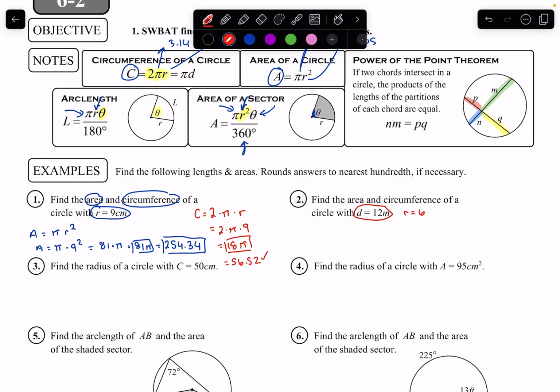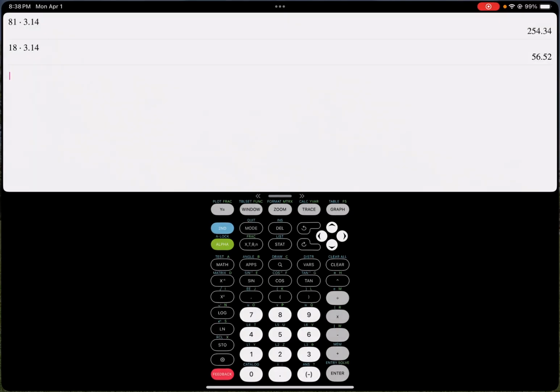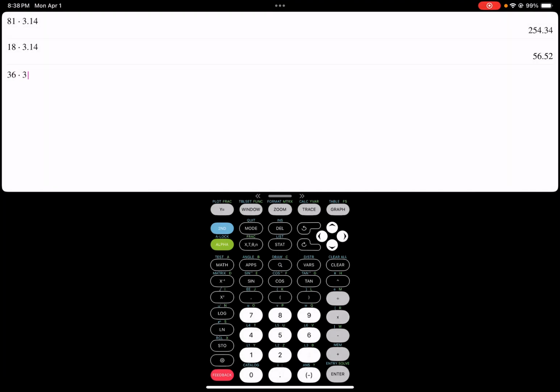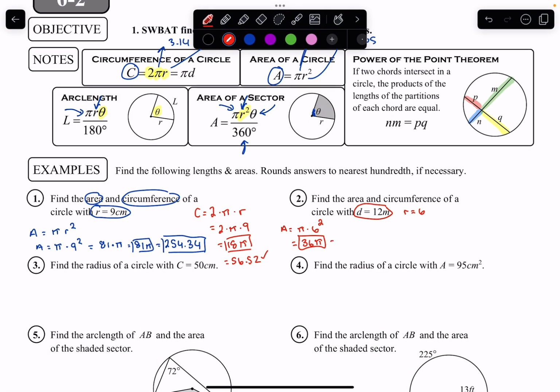So radius is 6. Now I'm going to find the area, which is pi times the radius 6 squared. 6 squared is 36. So 36 pi would be one answer that I would accept, or you can do 36 times 3.14 and get 113.04. So 113.04 is another acceptable answer.